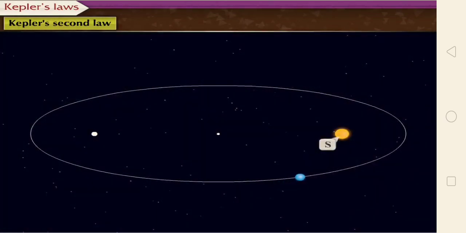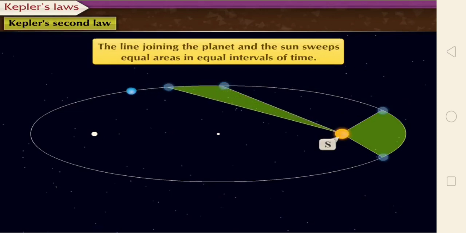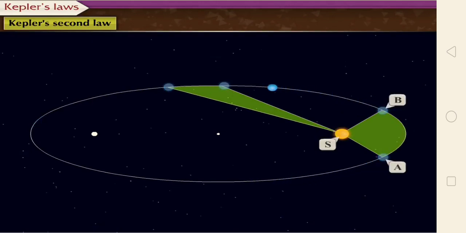Kepler's second law. The line joining the planet and the Sun sweeps equal areas in equal intervals of time. AB and CD are the distances covered by the planet in equal intervals of time. After equal intervals of time, the positions of the planet starting from A and C are shown by letters B and D respectively.